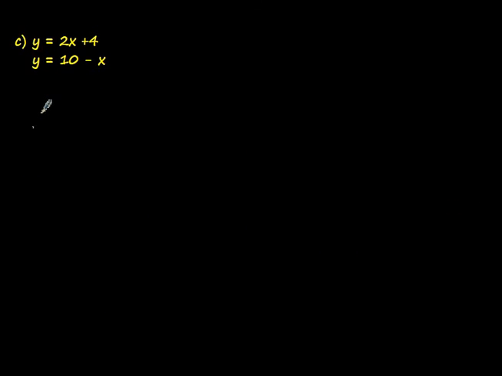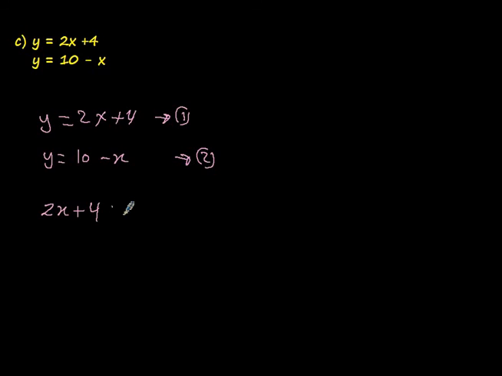So guys, here we have y equals 2x plus 4. This is the first equation. And y equals 10 minus x, the second equation. Y equals y. We have 2x plus 4 must be equal to 10 minus x. And now we have one equation in one variable on both sides.